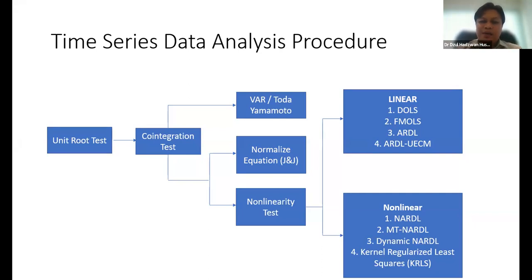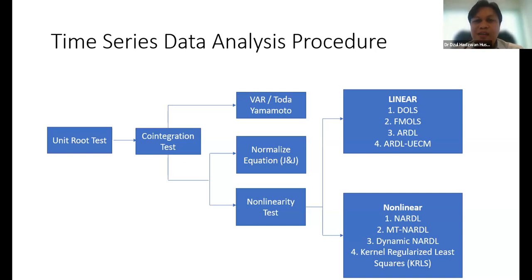So if, let's say, the nonlinearity test suggests for us to use linear, then these are the models that we can use. First, dynamic OLS, fully modified OLS, ARDL, or ARDL UECM. But if the statistic suggests us to use nonlinear, then we need to use nonlinear estimation.